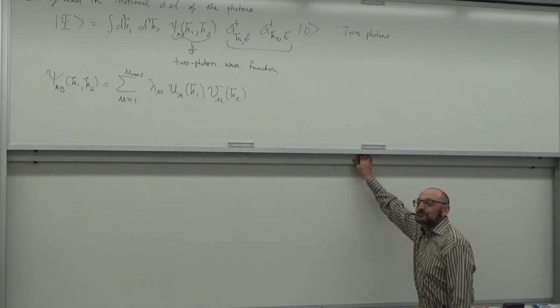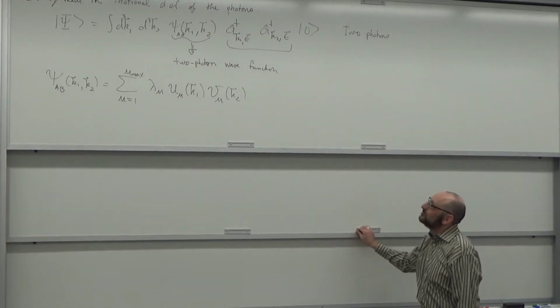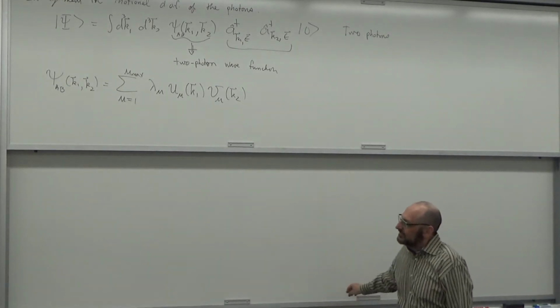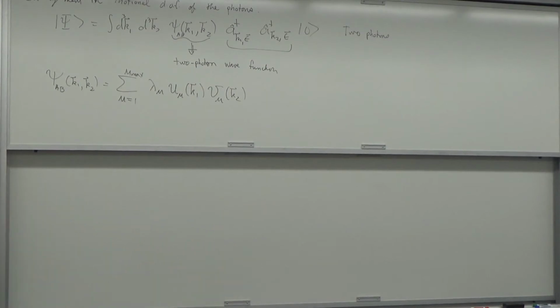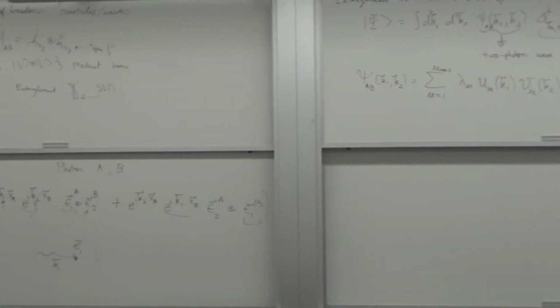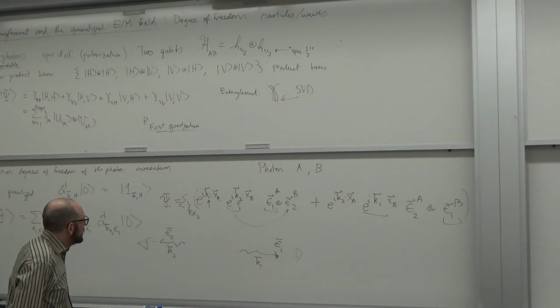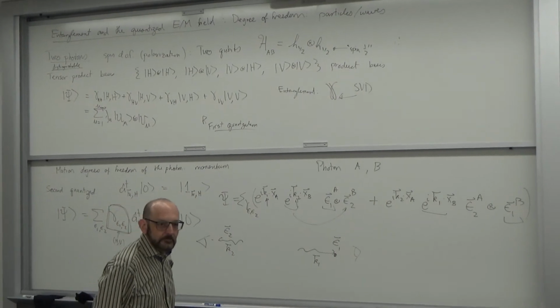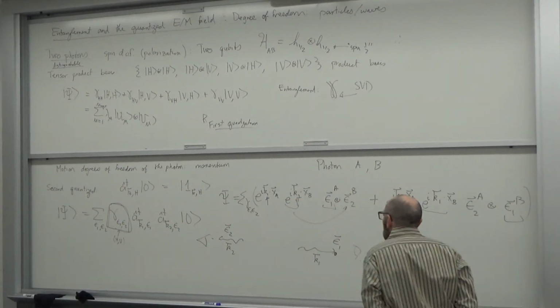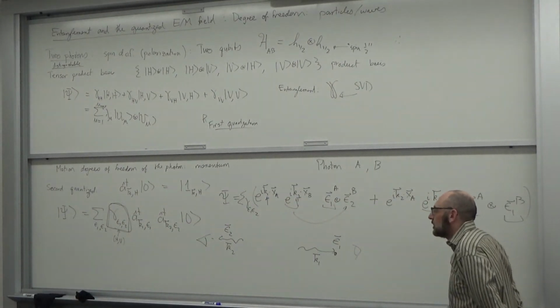Cool. Yes, sir. I have a doubt in this. Yeah. So we have two photons. Yes. So if you measure one of the photons is in momentum K1, we know the other photon is in K2, right? That's correct. So why is that not entanglement? Is it not similar, like if you measure spin of one is up, we can say that.